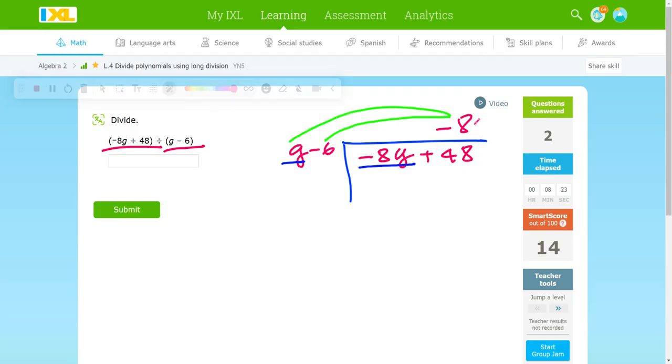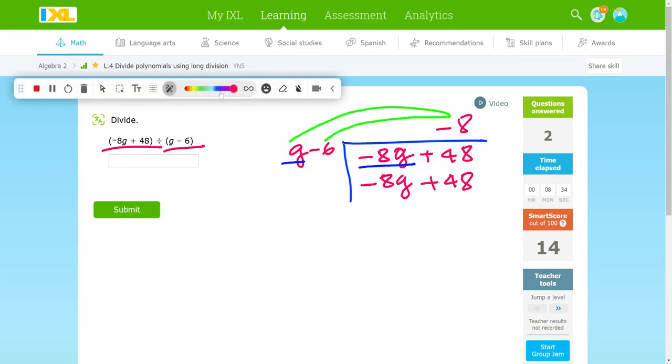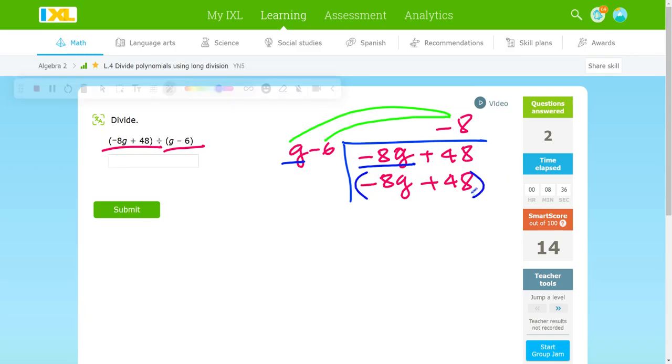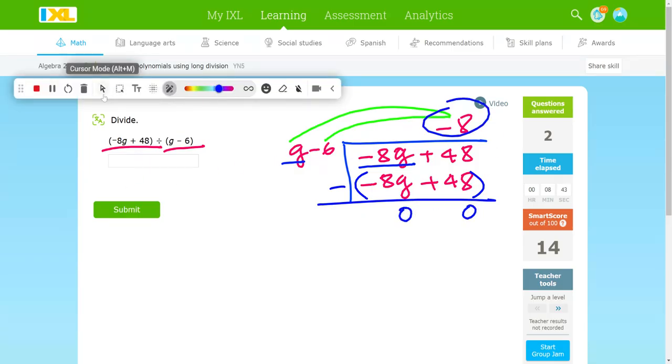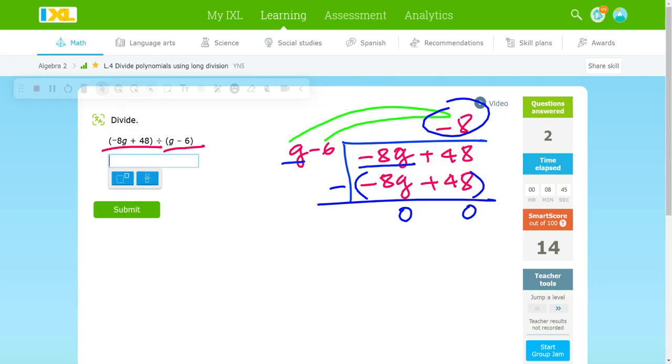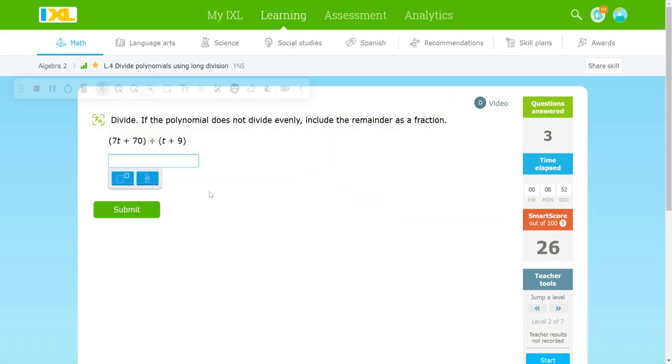So let's do that. Negative 8 times g becomes negative 8g. Negative 8 times negative 6 becomes positive 48. So you can see when you subtract them, it should come out at 0. 0 here, 0 here. So the answer is negative 8. I put negative 8 in the box. Alright, submit, voila. Okay, so now level 2, I do the same thing.